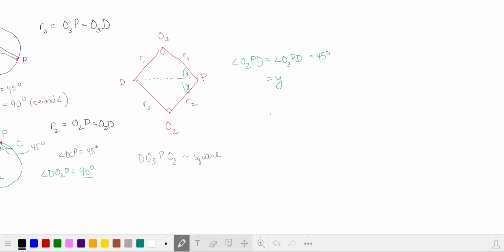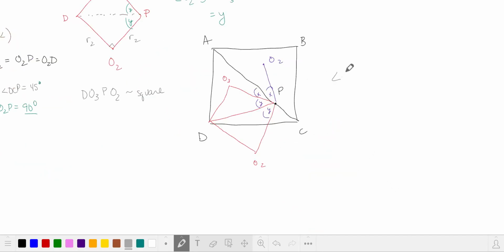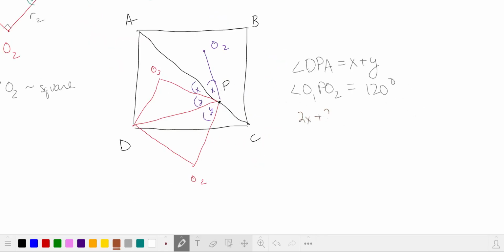Let's place this red square back in our original diagram. Here's our original square ABCD and its diagonal with P. These are our congruent angles Y. Here's O1 on the other side of the diagonal, and we showed earlier that these two angles were congruent, O2PA and O3PA. So in terms of X and Y, angle DPA is X plus Y. We're given in the problem statement that the angle between O1P and O2P is 120 degrees. That is 2X plus 2Y, which means X plus Y, or angle DPA, is 60 degrees.